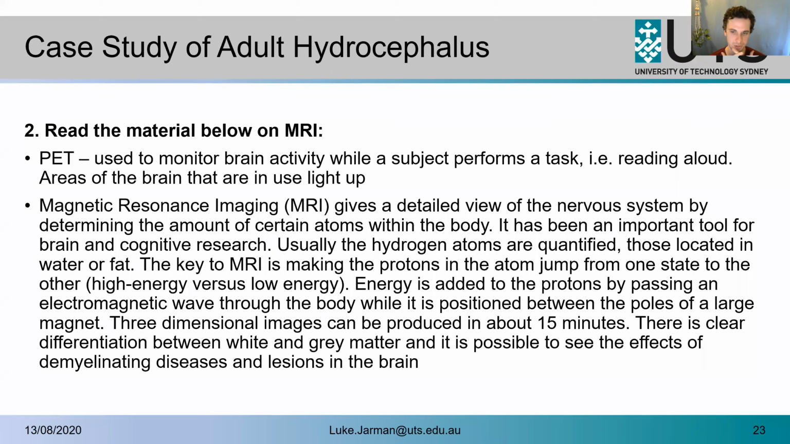3D images can be produced in about 15 minutes, which is really good. That's really quick. And there's clear differentiation between white and gray matter, which is quite important for diagnostics. And it is possible to see the effects of demyelinating diseases and lesions in the brain. Lesions are something that are very largely studied in neuroscience. They're really important. For example, you see lesions in the hypothalamus, and then we like to study what specific functions break down as a result of that.